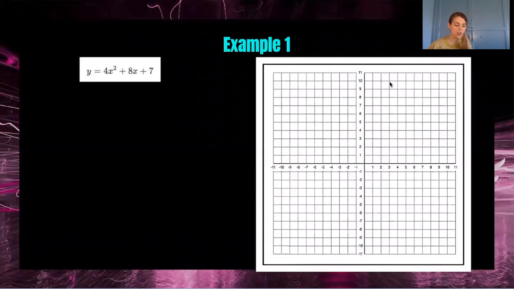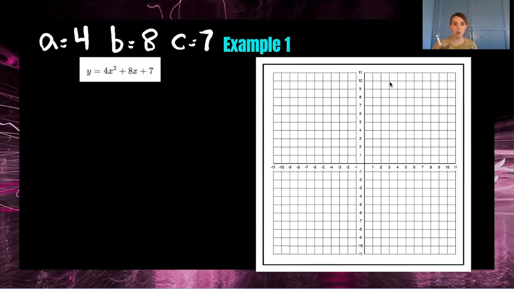Okay, so looking at this equation, the very first thing that I want to do is label my A, B, and C. So I've taken these straight from the equation.